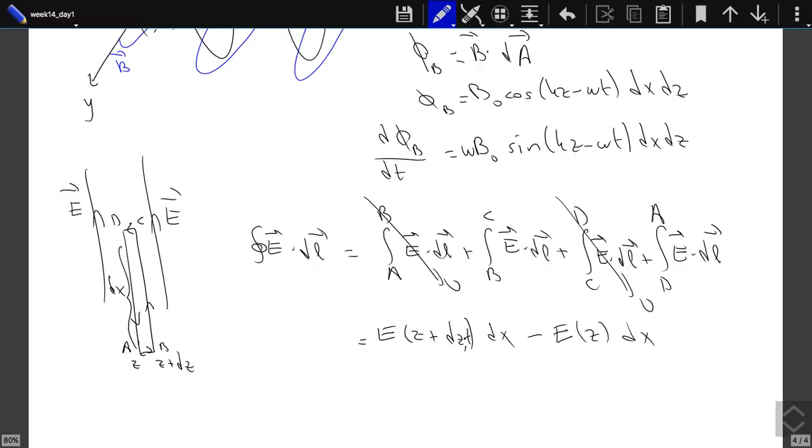Similarly, I do the same thing for this other side. dl is downward, electric field is again upward. Now they are pointing in opposite directions, so that is why I have this minus sign. But on that segment, the electric field is the electric field at the coordinate z. It doesn't depend on x and y. I'm just ignoring this t, but keep in mind that electric and magnetic fields all depend on time t. And times the length of that segment, which is again dx.